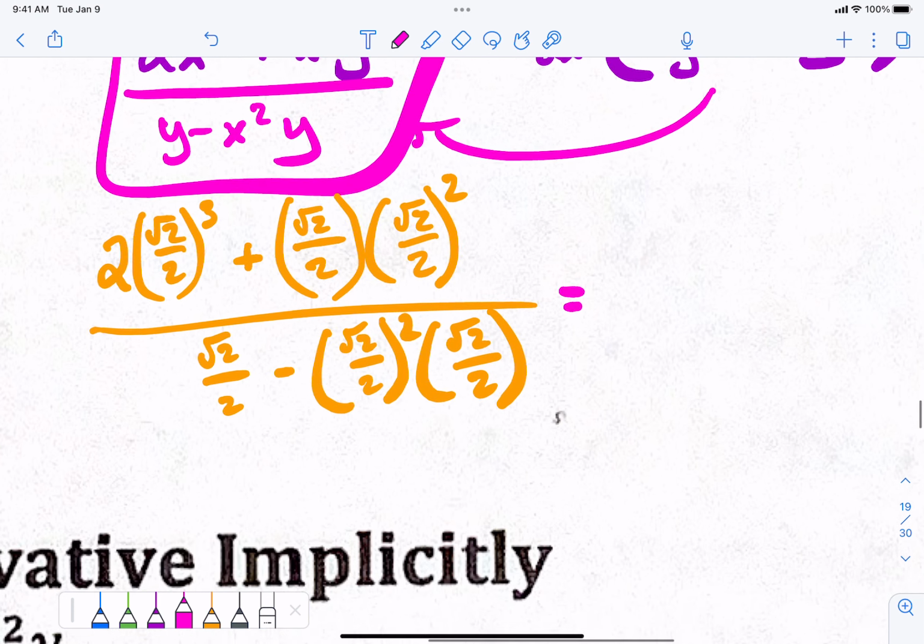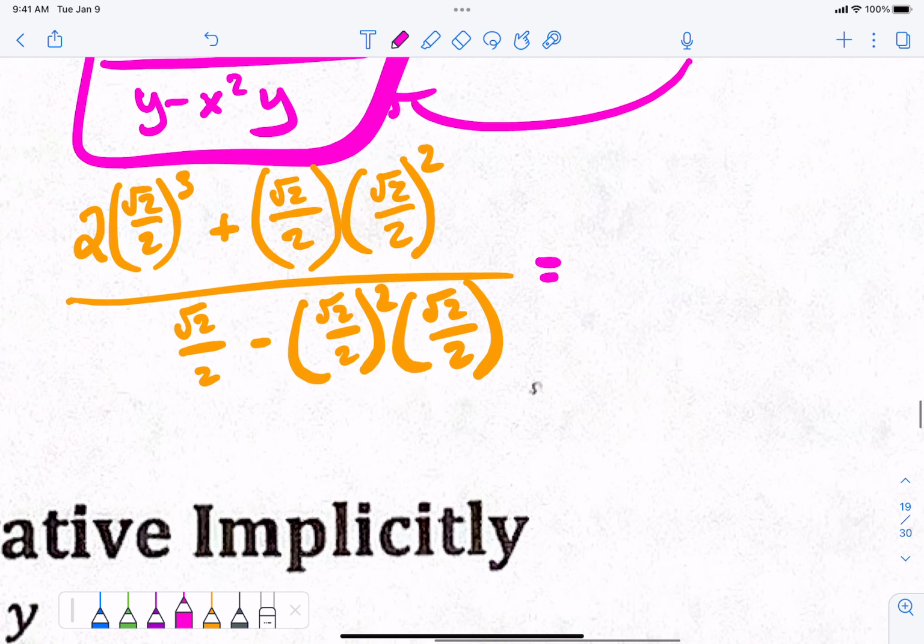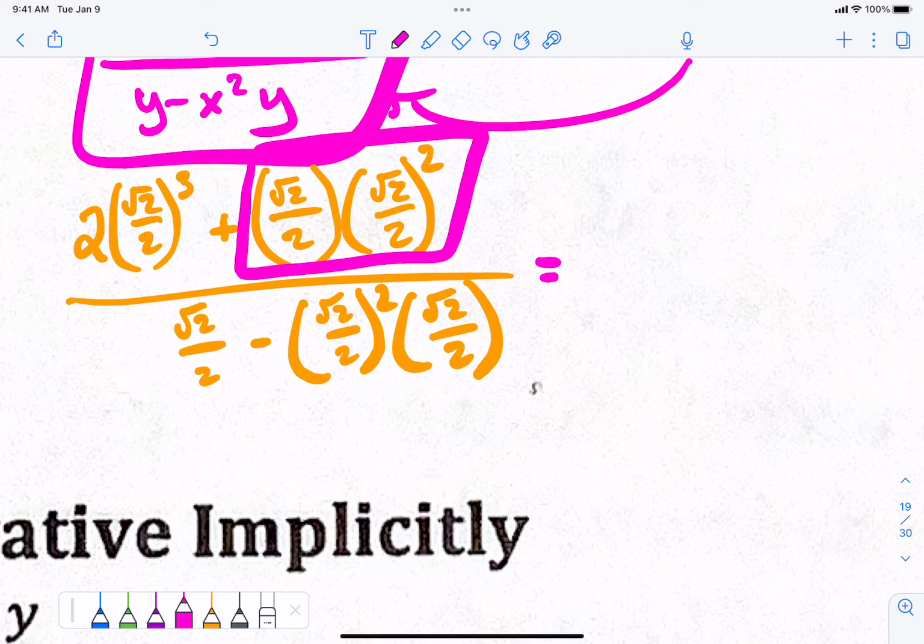Possibly. That's exactly how that works. We got a little bit of simplifying left. Here we go. I did 1 and 3.